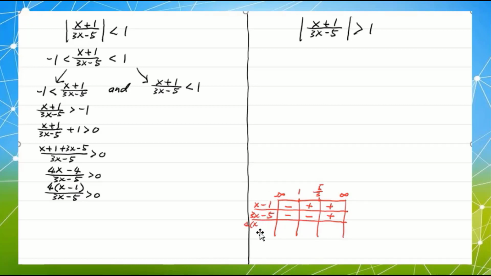Now we need to combine in order to get the final result. For the region x less than 1, we found that it is positive. From 1 to 5 over 3, negative. Greater than 5 over 3, positive. Now because the inequality is greater than 0, we need to take the sections which are positive. So therefore the set of values of x in this inequality is when x is less than 1 or when x is greater than 5 over 3.